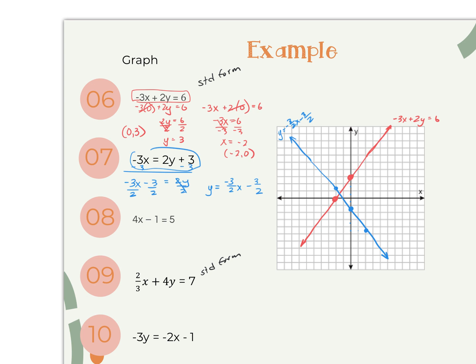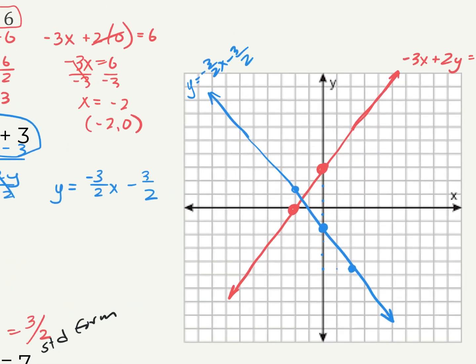So again, when I get here to number 8, notice there's only one variable. So again, I know this is a horizontal or a vertical line. I might not remember right off the top of my head. But either way, I'm just going to add 1 to both sides. 4x equals 6, divide by 4. x equals 6 over 4, or 3 over 2. And so x equals 3/2.